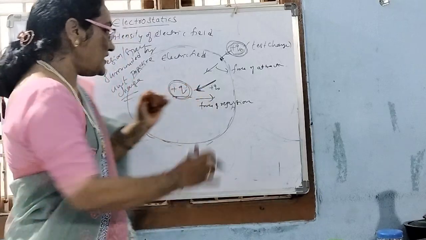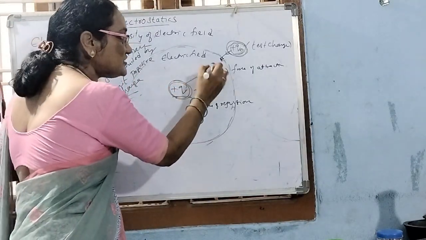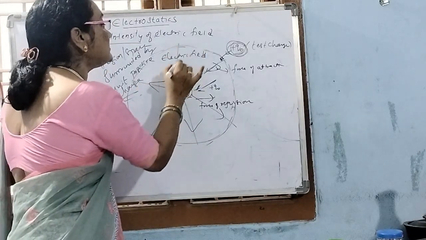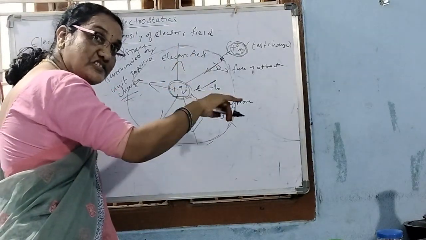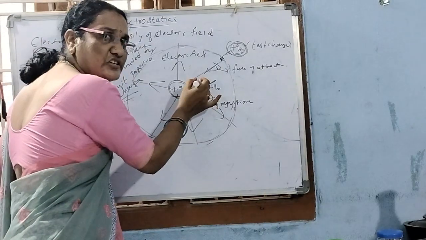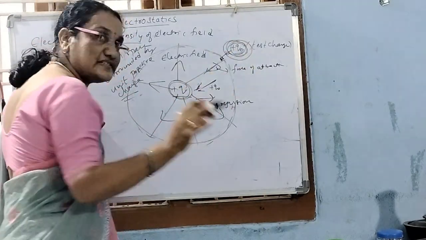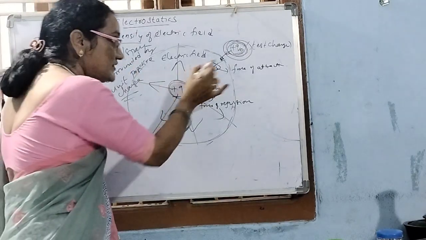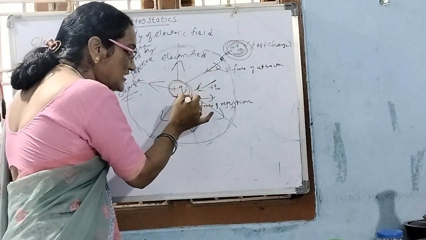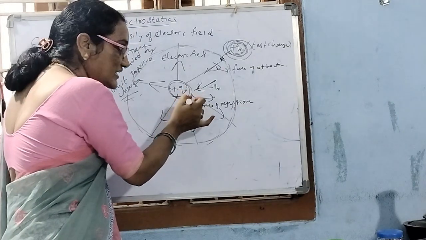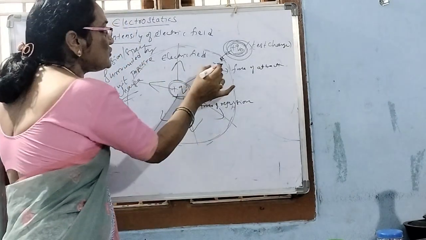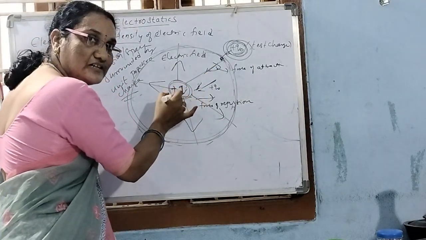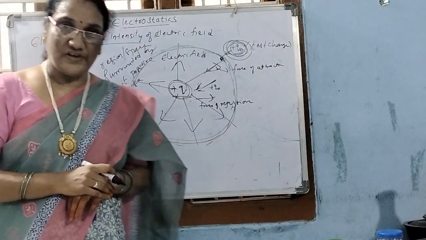It has its effect up to a certain region. If any other charge comes into this region only, it experiences a certain force. If not, it will be neutral. Alright? If another charge comes into this region, it experiences a certain force. So this region surrounded by the unit positive charge, we call the electric field.